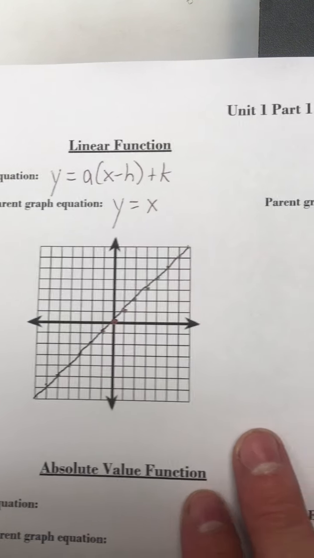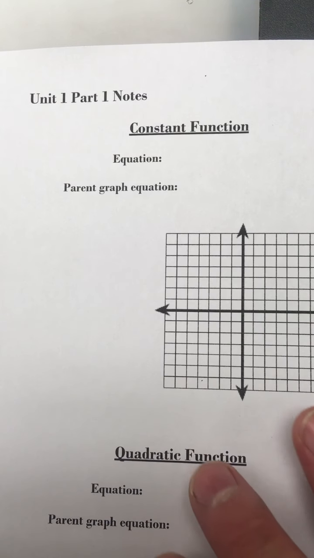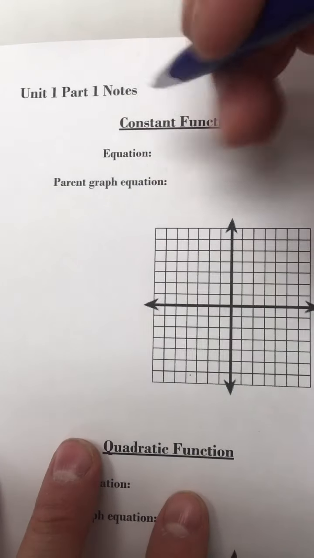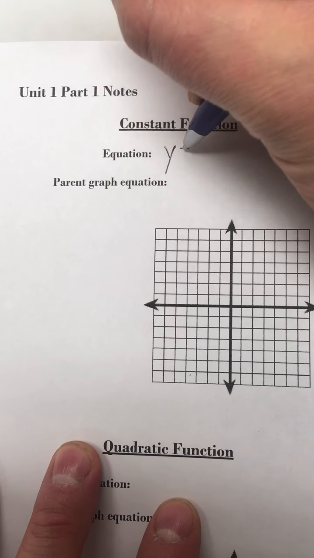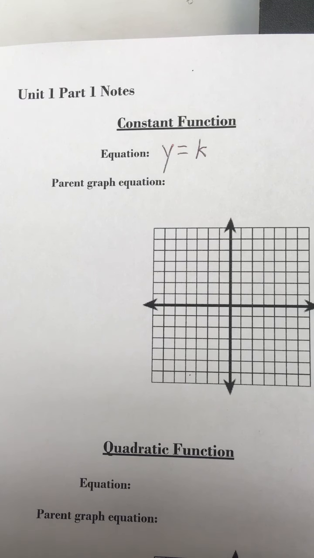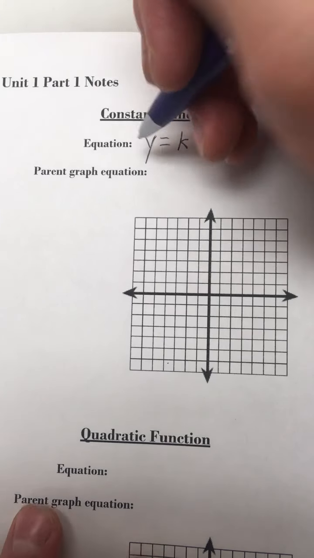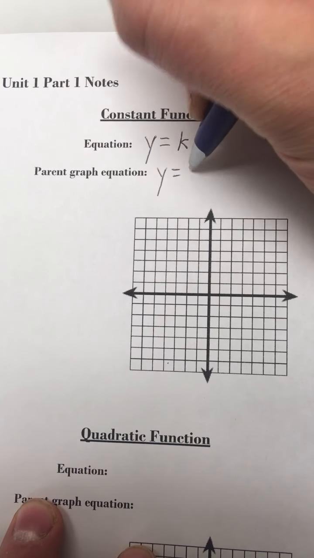Now, a special type of that is called a constant function. If instead of having several numbers in the equation, you just had y equals some number, we'll call it k, and k can be any number, that's a constant function. So the parent graph of that, if I didn't have any extra numbers, would just be y equals 0.